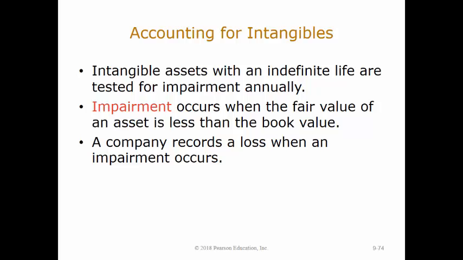Intangible assets with an indefinite life are tested for impairment annually. An impairment is a permanent decline in asset value. Impairment occurs when the fair value of an asset is less than the book value. In other words, there has been a permanent decline in the value of the asset. If an impairment occurs, the company records a loss in the period during which the decline is identified.